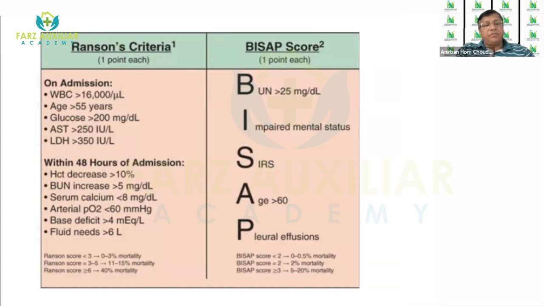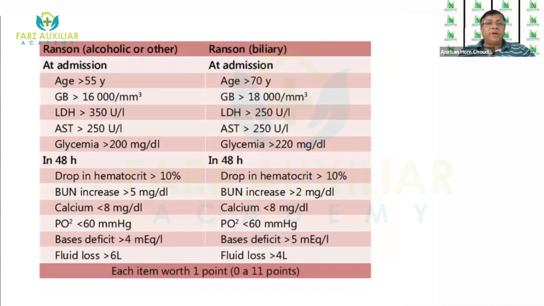It is a little difficult to remember the Ranson score, but at least you should know which parameters are important at admission and after 48 hours of admission. Here you can clearly see that a BUN increase of more than 5 milligram per deciliter is to be noted. If you just go through these values once or twice, you will be able to correctly answer questions which pick up the variables from such charts. So these charts are important. You have to remember them.